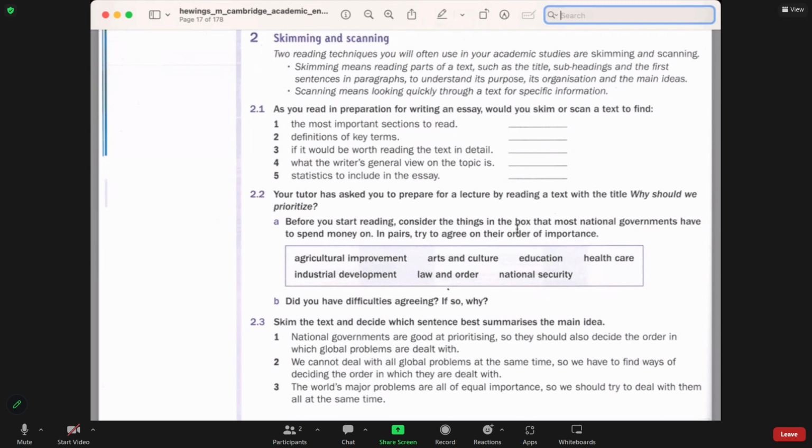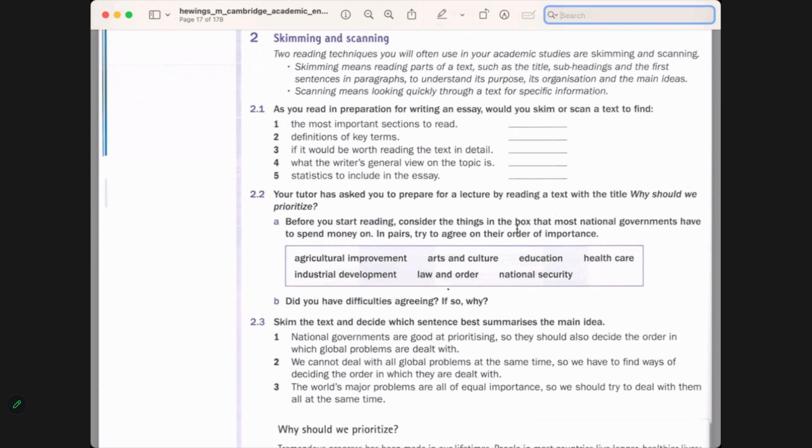So taking into account our situation in our country, first of all, and the most important thing for us, it's national security, right?